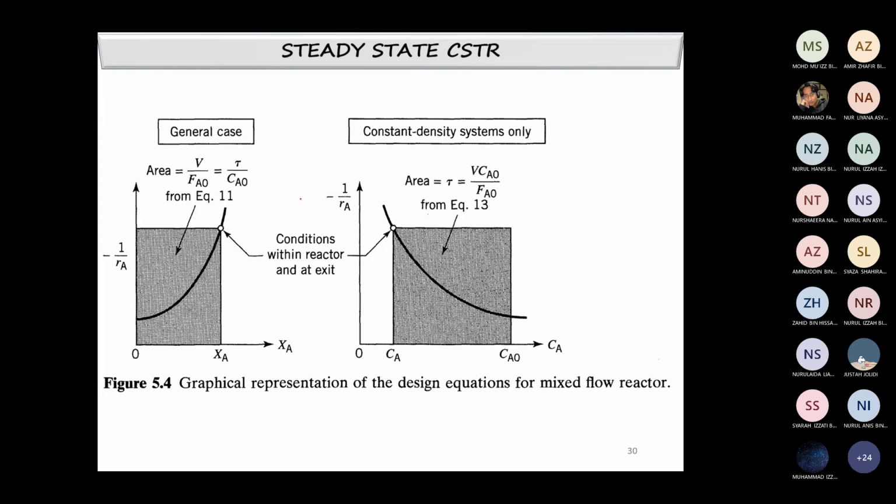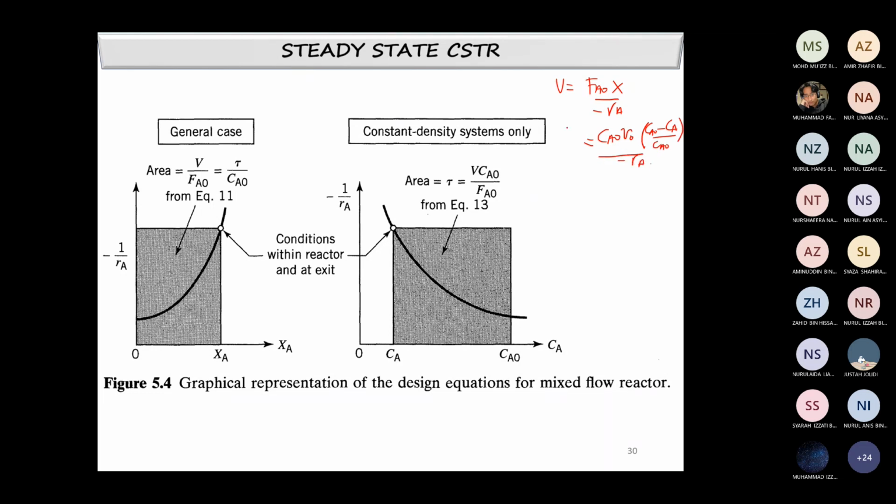Let's say we have V over FA0. Okay, let me explain first. V is equal to FA0 times X over negative RA. So from here we expand what FA0 is, because we want it in terms of C now, C and X only. So we have to change it to CA0 times V0. Remember, we have FA0 equal to CA0 V0 times X, and the X from the previous slide I showed, which is CA0 minus CA over CA0, over negative RA.